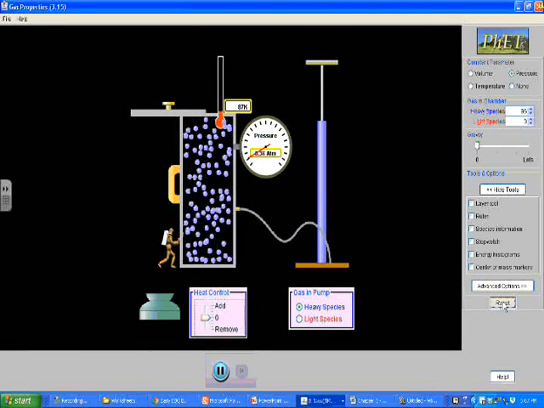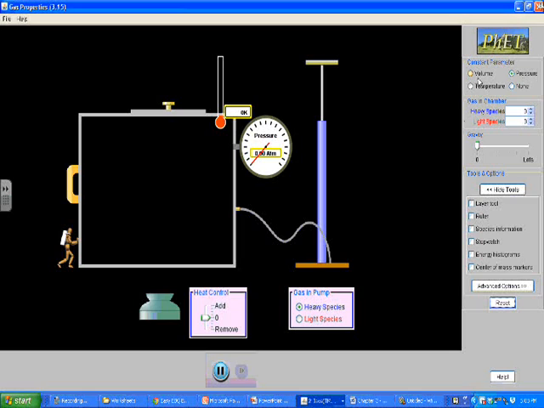Now let's reset this, and now let's talk about Gay-Lussac's law. This is where volume remains constant. So look over here, I can't change the volume. Usually I can change it back and forth with the handle, and now I can't. They've taken that away because the volume of the container is going to remain constant, but we're going to see how the pressure and temperature are related to one another.